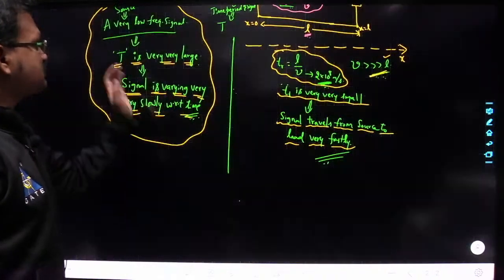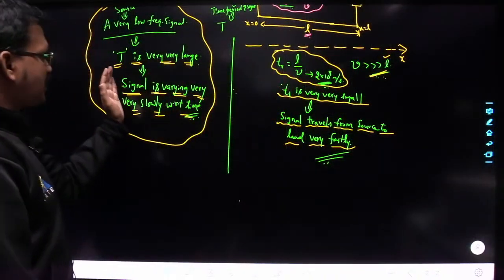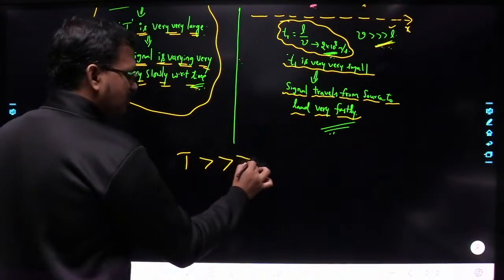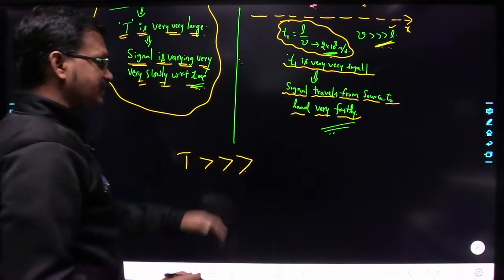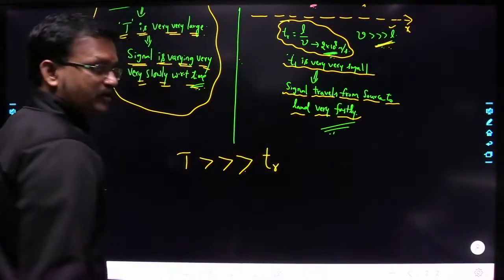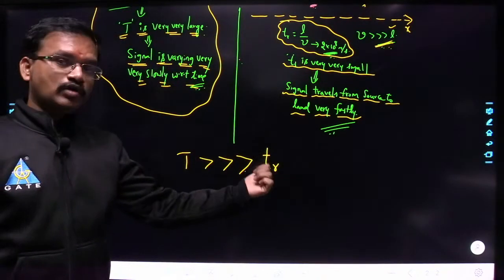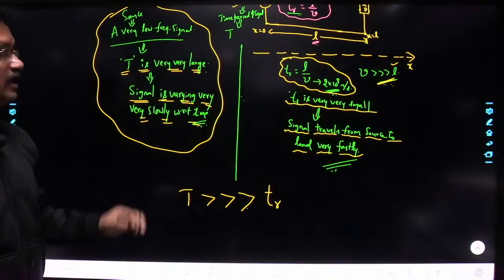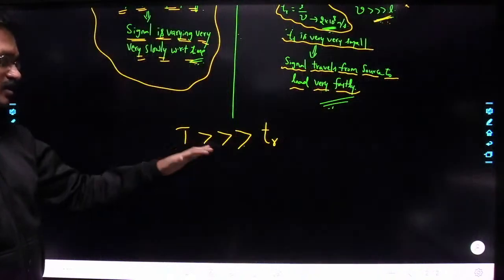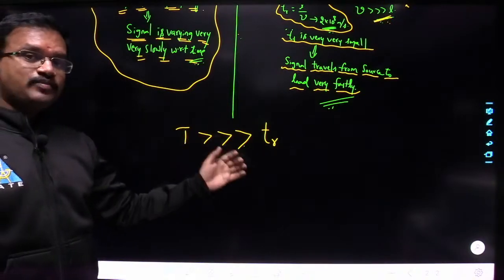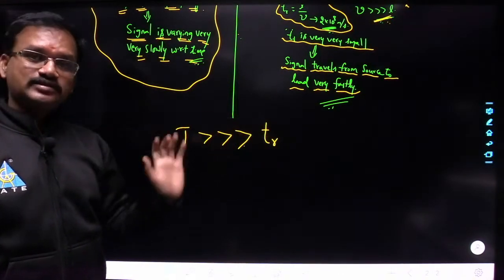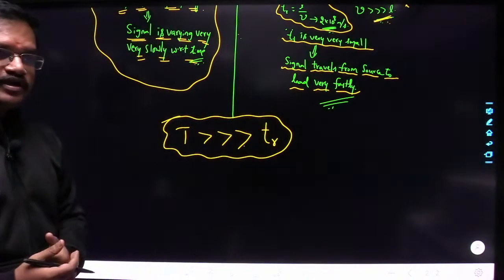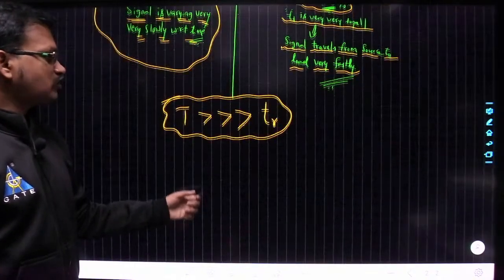Now if you compare the time period of the signal and TR, what can you say here? You can say that the time period of the signal is very much greater than TR. The time period of the signal is very large when compared to TR, at low frequency. Understood? If I apply a low frequency signal, this is the case: the time period of the signal is very much greater than the transit time. So what happens whenever T is far greater than TR? That's what we are going to see now.